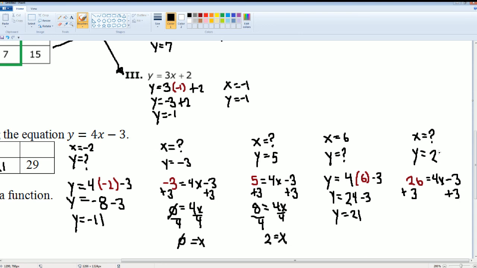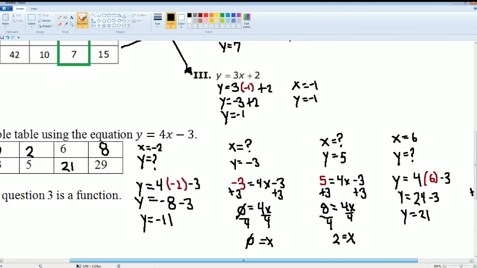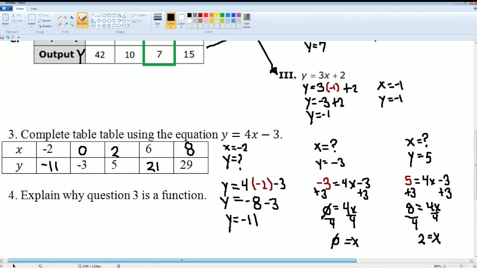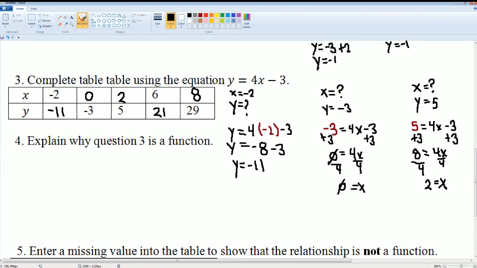That's where it went wrong. That's why the math looked weird at the start. It should be 29. What is 29 plus 3? 29, 30, 31, 32. So it simplifies to 32 is equal to 4x. Get x alone by dividing by 4. Get x is equal to 32 over 4, which is 8. So you put in an 8 here. All right. So again, it's a long process, but that's just filling in the chart. All right. Now it says explain why question 3 is a function. Give me a second here.